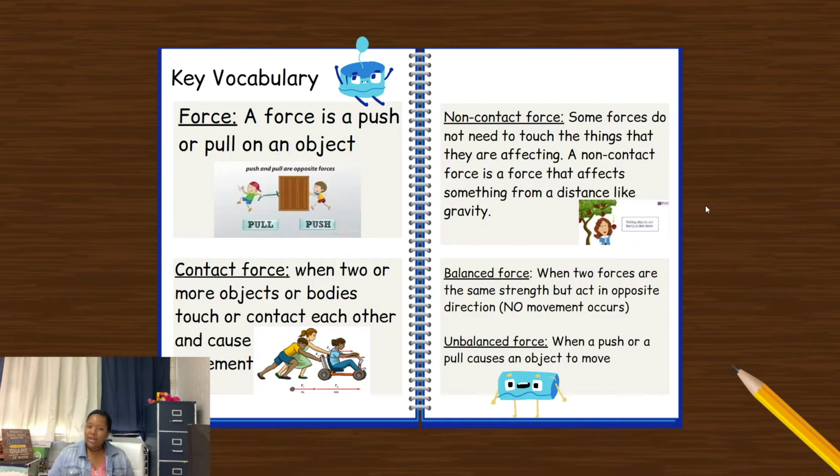So an easy way to think about it, contact forces, making contact. Non-contact, no contact. Balanced forces, no movement. And unbalanced forces equal movement. That's a simple way that I like to think about it.